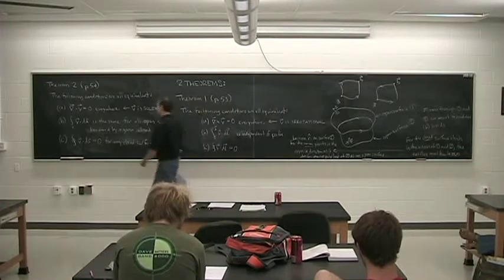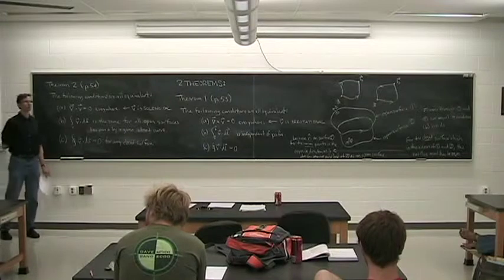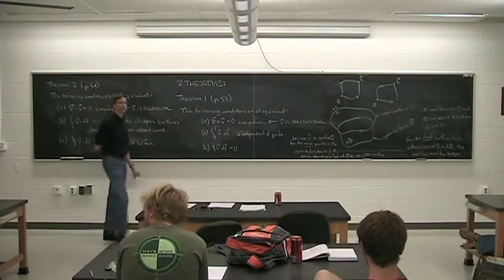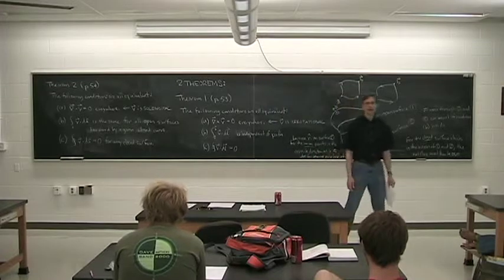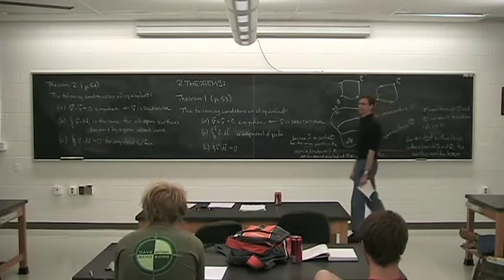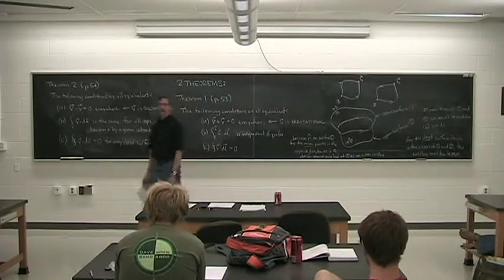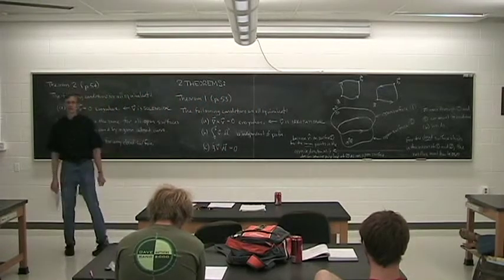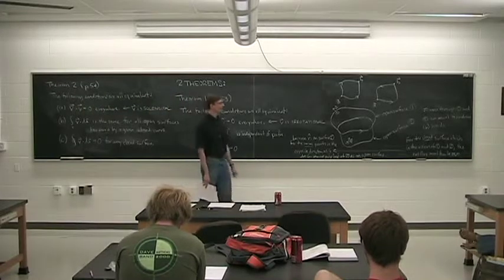So that's why B and C are equivalent to one another, because when you form a closed surface from the union of 2 open surfaces, that flips the definition of n hat for one of those 2 open surfaces, which then flips the sign of the flux through that open surface, which then makes the flux through the whole closed surface equal to 0.